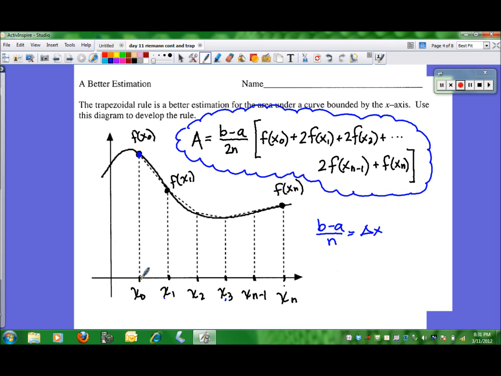f of x sub 0, that's this base, plus f of x sub 1, that's this. That gives us the area of that trapezoid. So then when I do the next trapezoid, that's the first trapezoid.